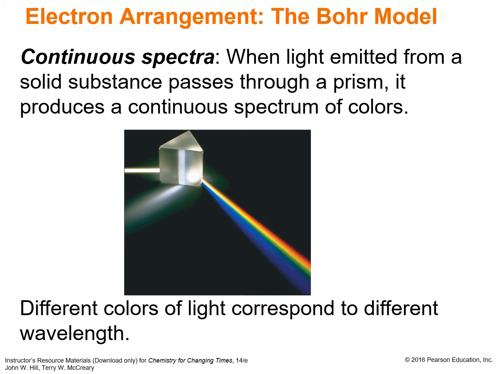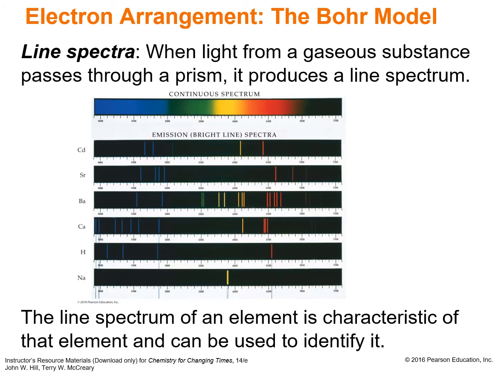Think of it as how the sunlight falls on the raindrops and gives us a beautiful rainbow in the sky. That's an example of a continuous spectra. And then there is something called a line spectra, as the name suggests. You see these lines, they are characteristic of an element. Basically, when light from a gaseous substance passes through a prism, it gives you these lines.